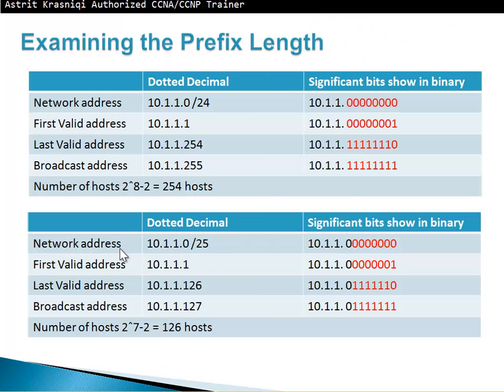If we have a network address 10.1.1.0/25, this represents 25 ones that we can't change, but we have 7 zeros left, right? So the first valid address will be 10.1.1.1, and the last valid address will be 10.1.1.126. And the broadcast address will be 10.1.1.127, all ones there. The 0 here is not changed. Because we have 7 zeros left, we can only calculate up to 7.